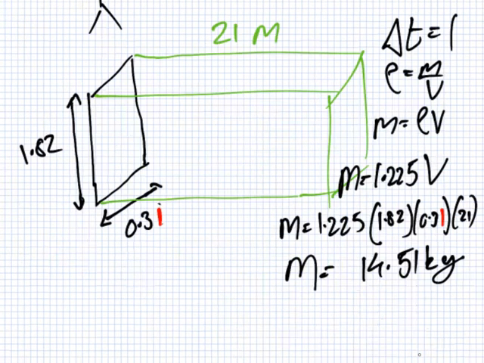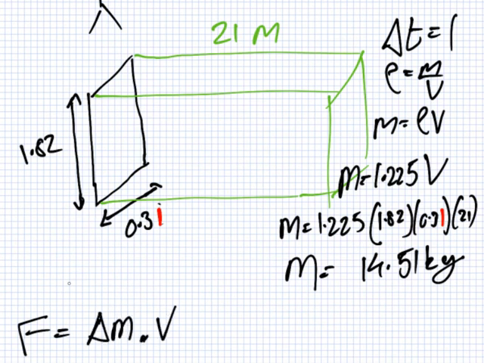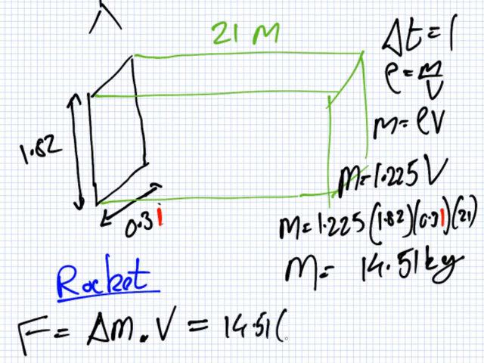Okay, so now we can get the force, which is the change in momentum over time. Sorry, it's the mass of the gas times the velocity of the gas. This is like for the rocket. So it's 14.51 times 21, which equals 304.7 newtons.